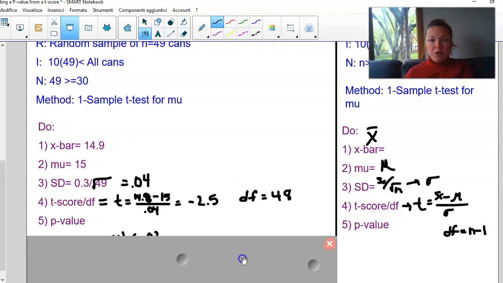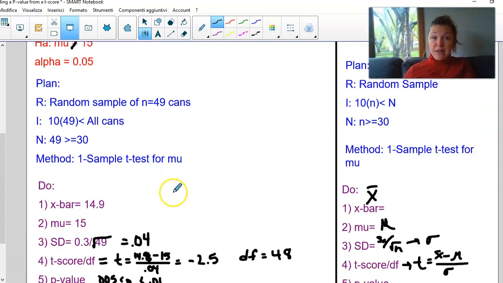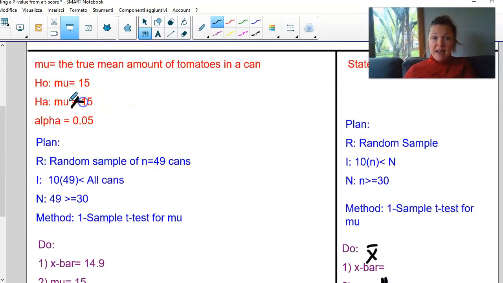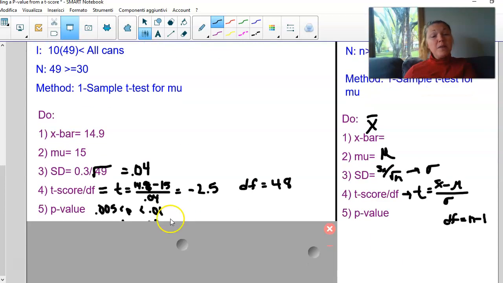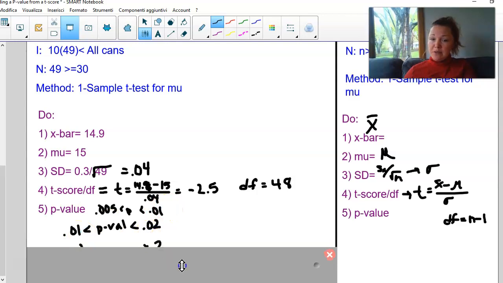Okay, so the p-value is in between 0.005 and, I'm just going to put p, which is less than 0.01. Now here's the catch. If it was a less than or a greater than, we'd be done. But since our alternative hypothesis is a not equal to, okay, since it's a not equal to, we have to multiply these two values by 2. So times by 2 to get 0.01, times by 2 to get 0.02.